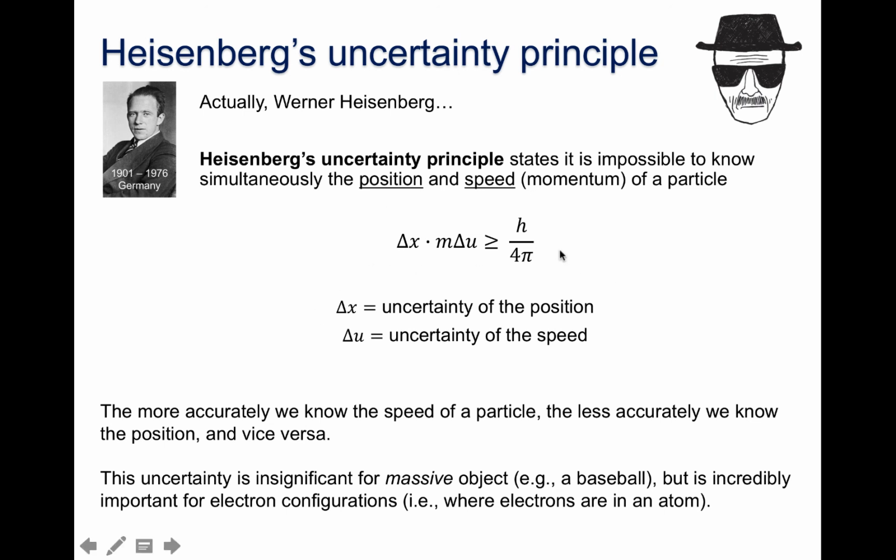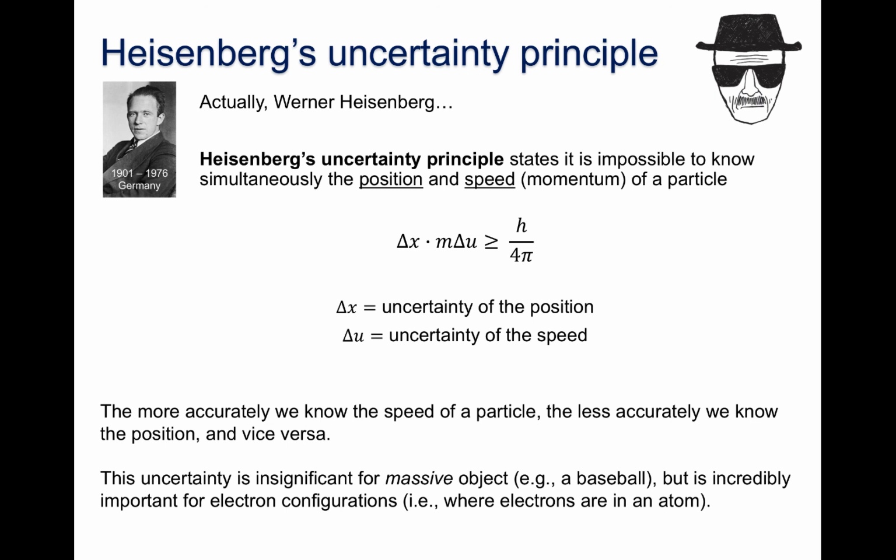And so here is the Heisenberg uncertainty principle equation. You will not have to use this equation, but what you can see here is that we have the uncertainty of the position of the particle and the uncertainty of the speed of the particle. And so what we can get from this is that the more accurately we know the speed of a particle, the less accurately we know the position, and vice versa. And so the uncertainty is going to be insignificant for a massive object, but it's going to be incredibly important for something like electron configurations, which is what we'll study in Chapter 8. And those refer to where the electrons are in the atom.